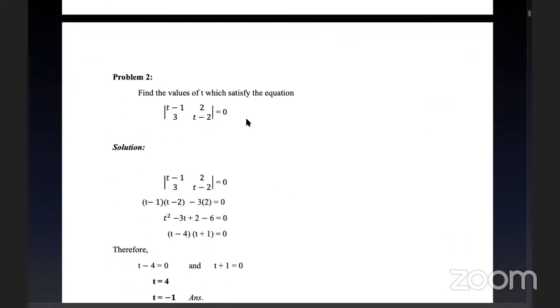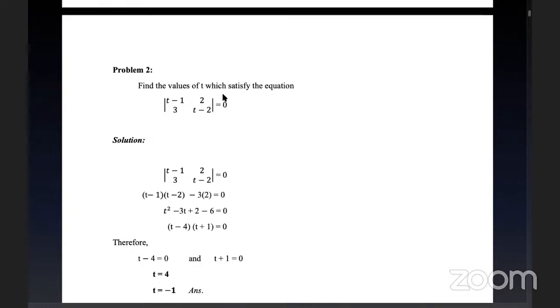Ayan, so how about if it contains variables? So here, you are asked to find the values of t, and which satisfy the equation. So in this case, on the left side of the equation, you have a matrix, or you are to determine or to write the determinant of this equated to 0. So the same idea, since 2 by 2 ito. So from the upper left to the lower right, you multiply these functions. So t minus 1 times t minus 2.